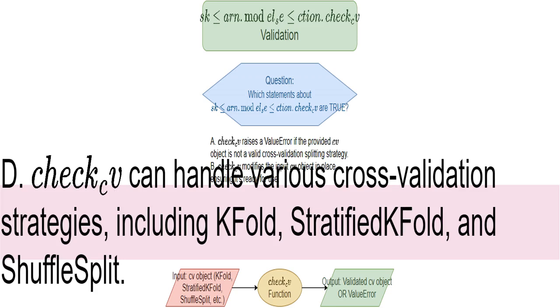Statement D correctly indicates that check_cv supports a variety of cross-validation methods, including KFold, Stratified and ShuffleSplit. This makes it very versatile for different data situations.